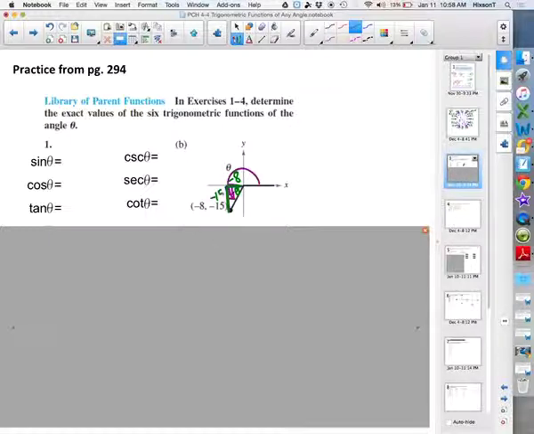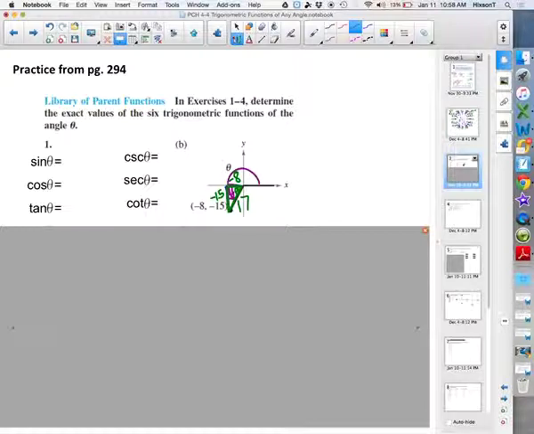Alright, so what's the length of this side here? -15. And what's our hypotenuse? 7. What? I think it's 7. No, the hypotenuse has to be the longest side, right? 17. Okay, 17.